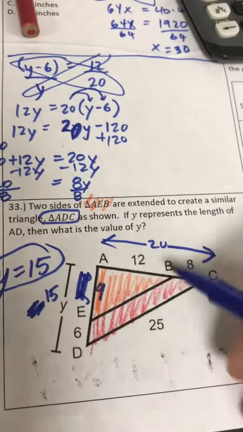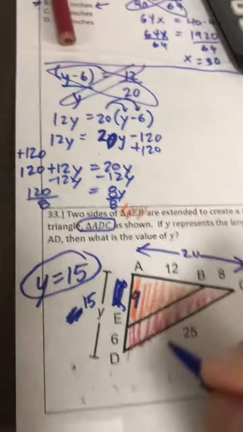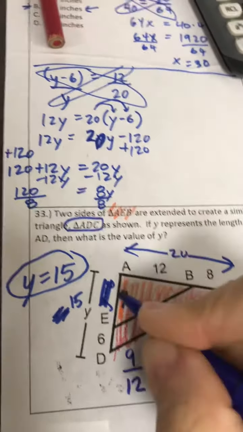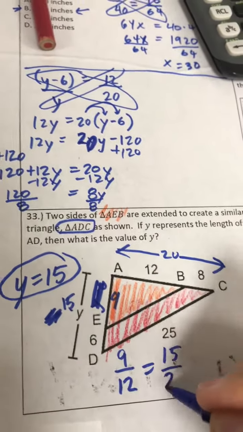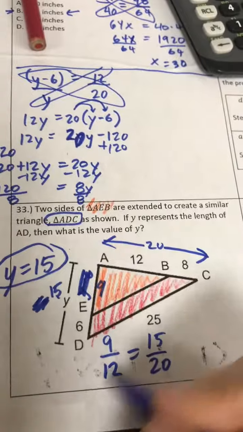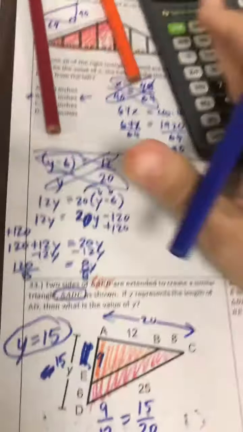And you can plug these back in to make sure: is 9 over 12 equal to 15 over 20? And the answer would be yes. If you multiplied 12 times 15 and 9 times 20, you'd get the same thing. Okay, let's keep going. I want to do this little one here.